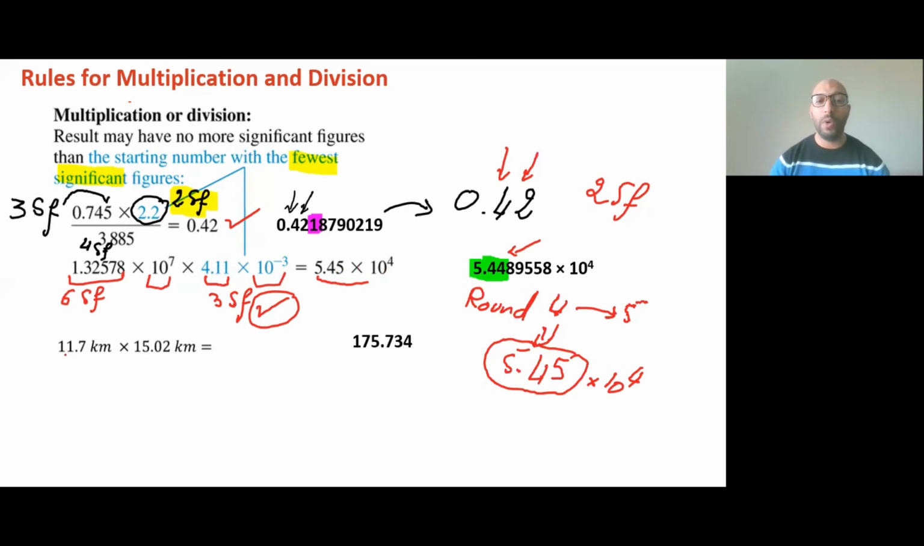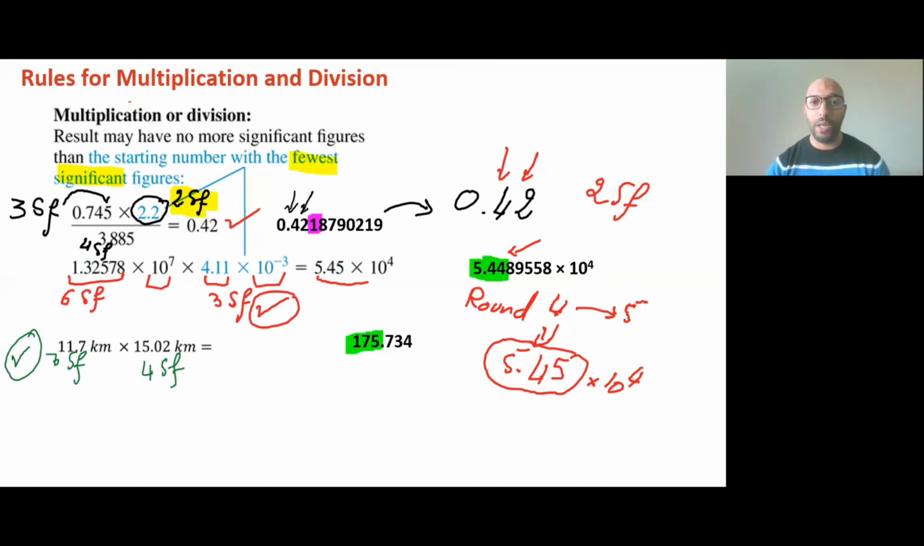In the next example, we have 11.7 kilometers times 15.02 kilometers. Let's check the significant figures. Here we have 3 significant figures. Here we have 1, 2, 3, 4, so 4 significant figures. This 0 is called a captive zero. It's always counted. So which one will we choose? We will choose the 3 significant figures, and the result from the calculator is 175.734. So we will choose only 3 significant figures. Let's check: 1, 7, and 5. These are 3 significant figures.